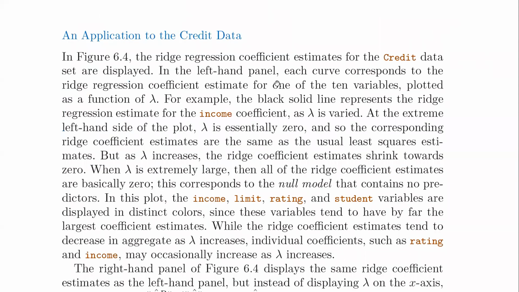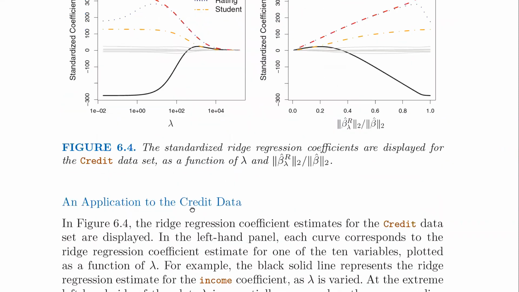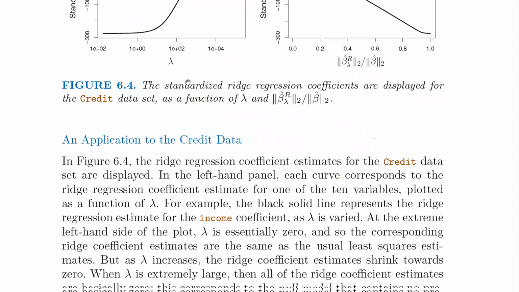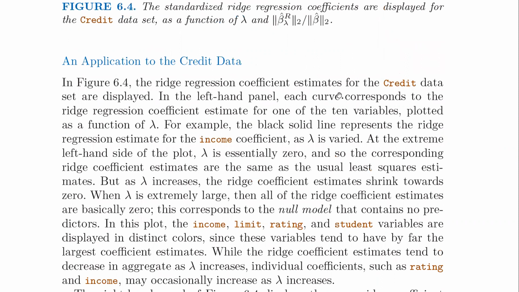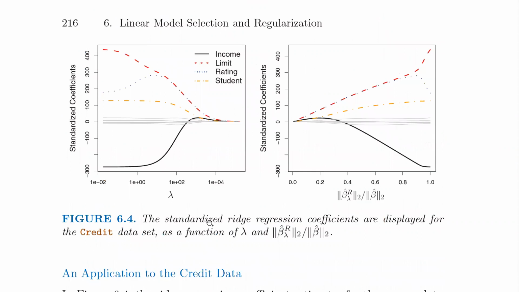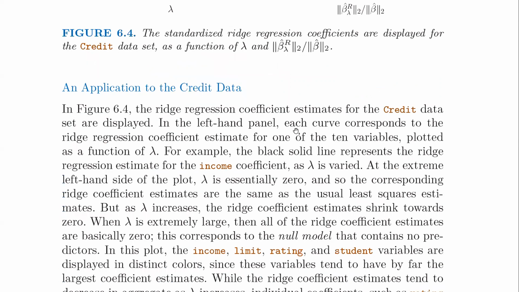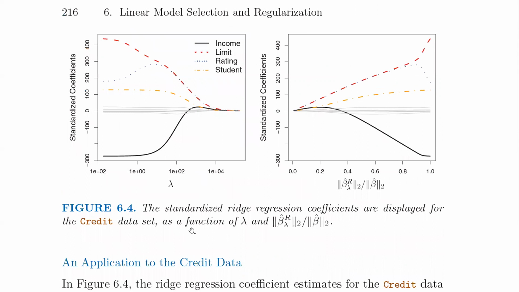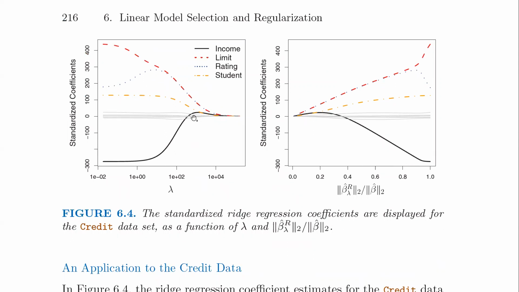Okay, an application to the credit data. In figure 6.4, the ridge regression coefficient estimates for the credit data set are displayed. In the left-hand panel, each curve corresponds to the ridge regression coefficient estimate for one of the 10 variables plotted as a function of lambda. Oh, okay. So each curve is one of the variables in the credit data set.